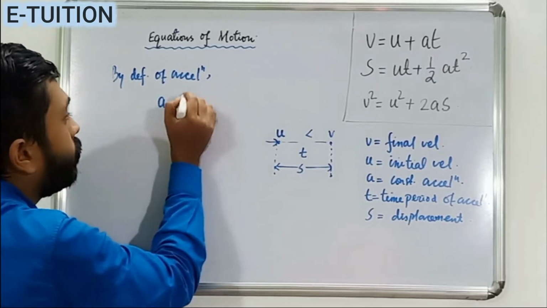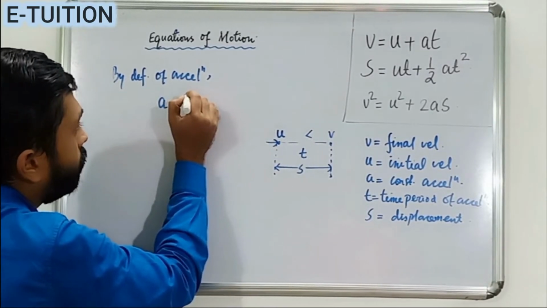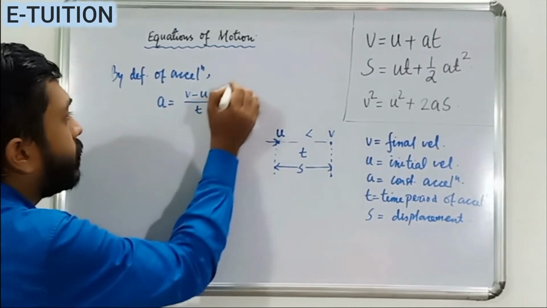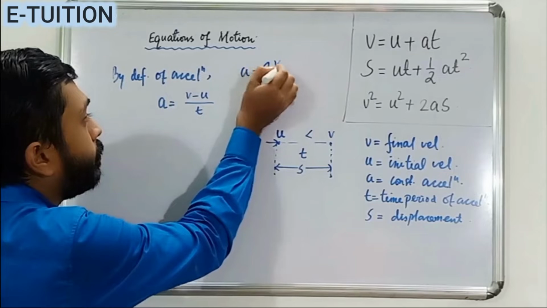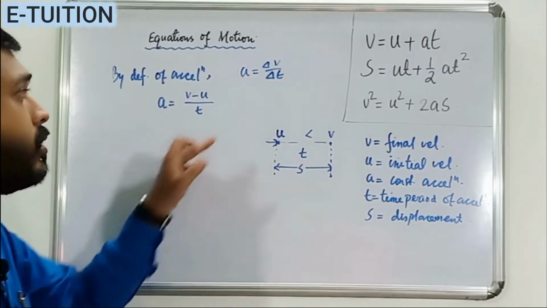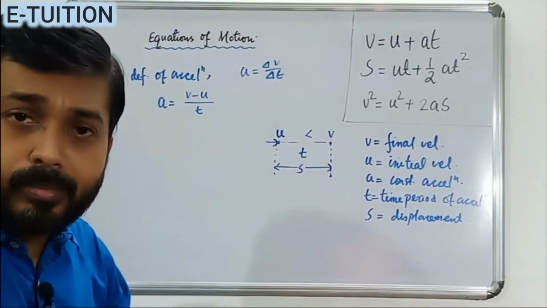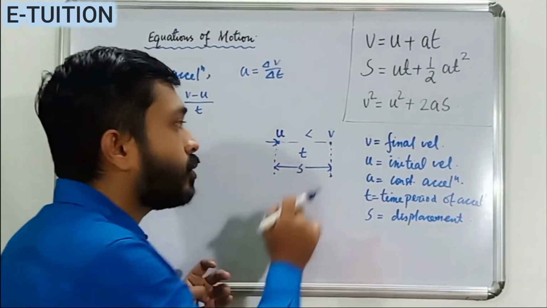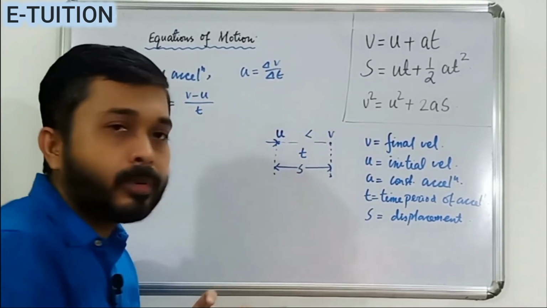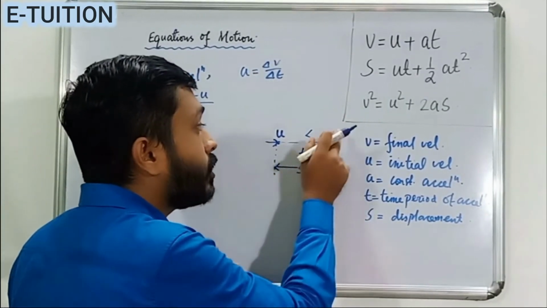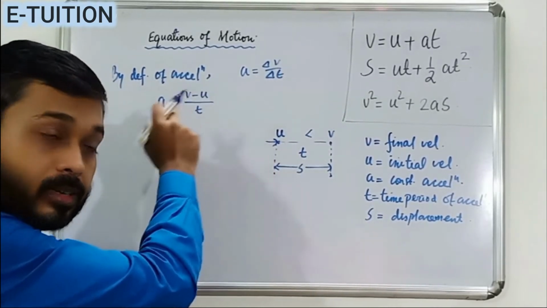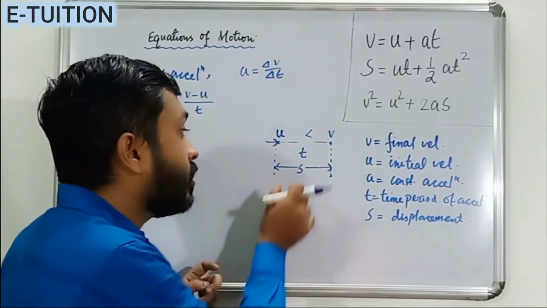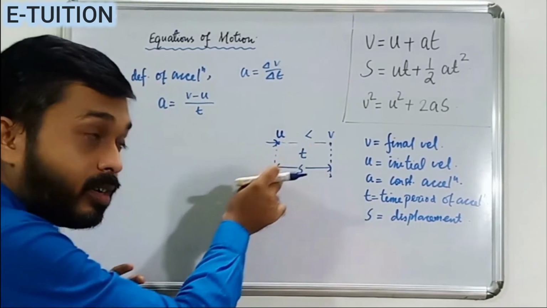a equal to v minus u by t, because a is delta v by delta t. Change in velocity by change in time. By definition, what is acceleration? Change in velocity by change in time. So how much is the change in velocity? Final velocity v, which is greater than the initial velocity, which is u. So change in velocity is v minus u. And this course of time for which the body has moved with acceleration is t. Time interval I told you already earlier.